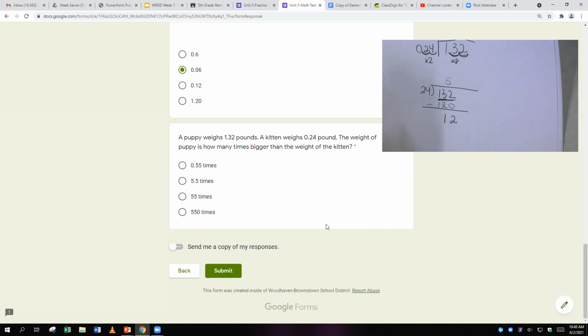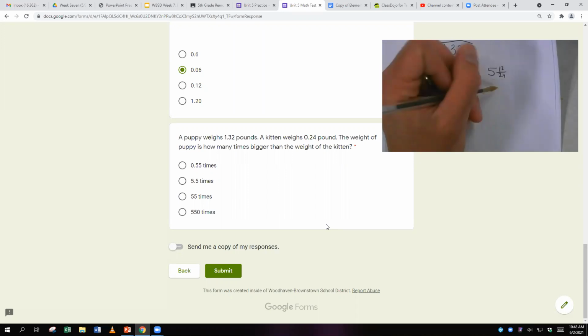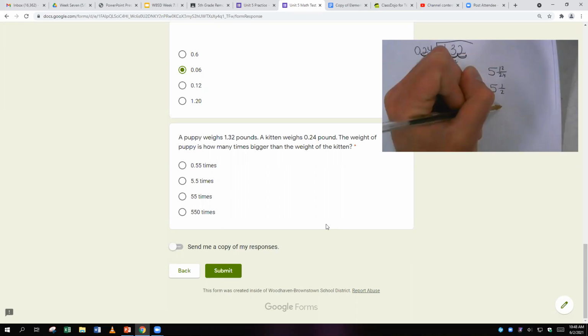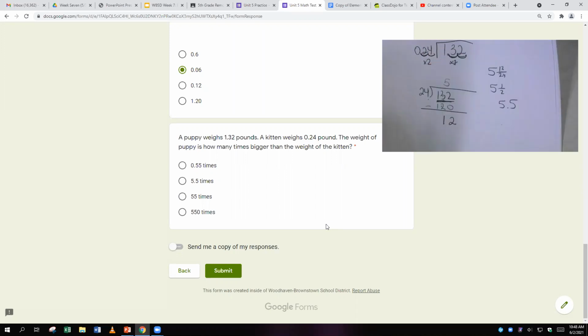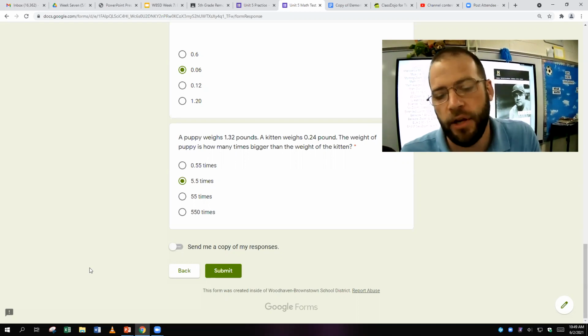So I can either put 5 and 12 24ths, or I could simplify that and put 5.5. Or I could say 132 is the same thing as 132.0, which would mean the 5 is 5 point, bring down the 0. I just said that 5 times 24 is 120. So that's another way I can get 5.5. And those, ladies and gentlemen, are your answers. So this is a pretty tricky unit. I hope the video helps you.